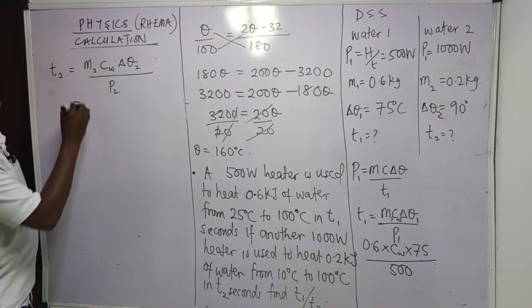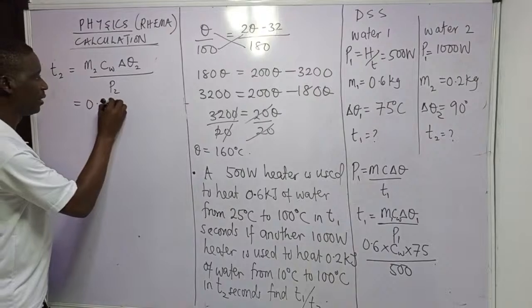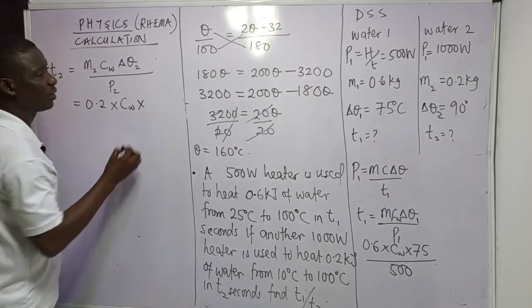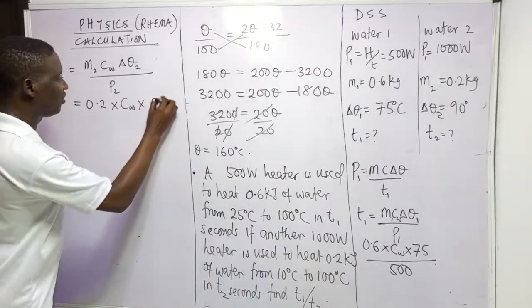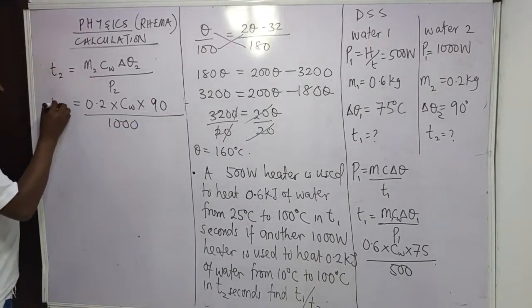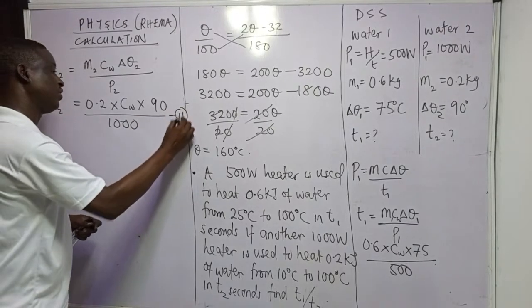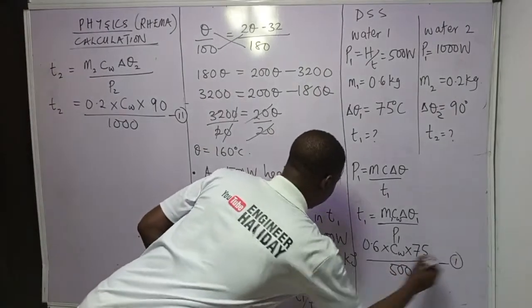Now, what is the mass for the second one? The mass is 0.2, abi? Times the specific capacity of water. What is the change in temperature there? 90 divided by 1000. Now, let's play with the one. We have solved for T1 and T2. This is number 2. This is number 1 for time.